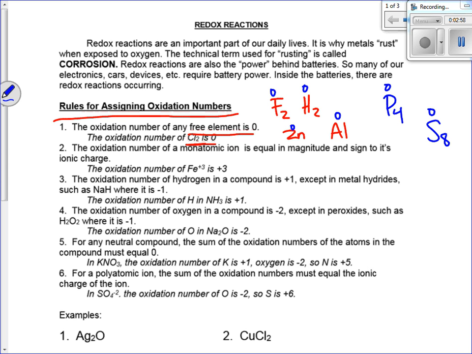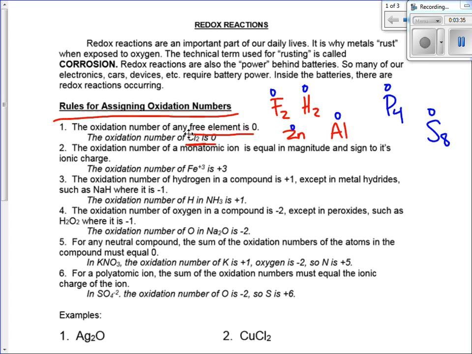So anytime you have an element by itself and the diatomics count, so hydrogen, nitrogen, oxygen, chlorine, bromine, iodine, they all count in the category of getting zeros. Okay? The next thing that you have to realize is that the monatomic ones usually follow their charges, like I just showed you, like the alkali metals go to plus 1, alkaline earth metals go to plus 2. Your metals like iron, you have to look at the compound to figure out their charge, just like you used to in ionic compounds. Okay?